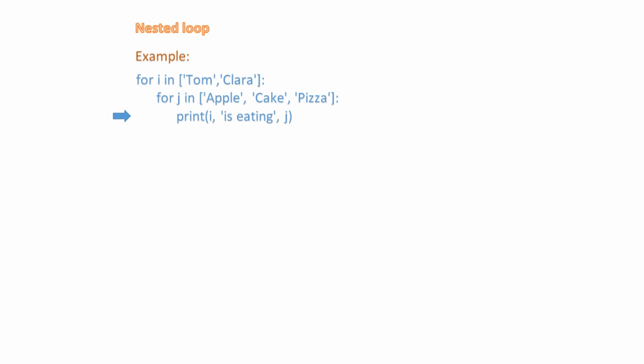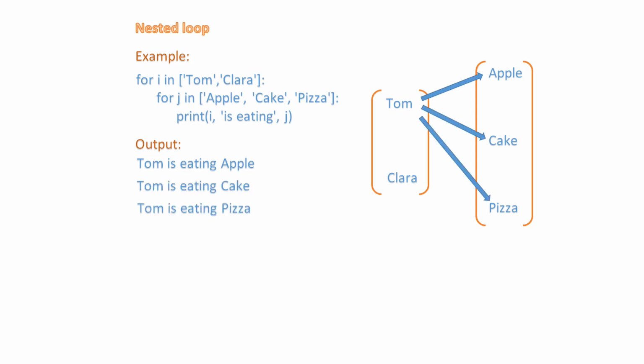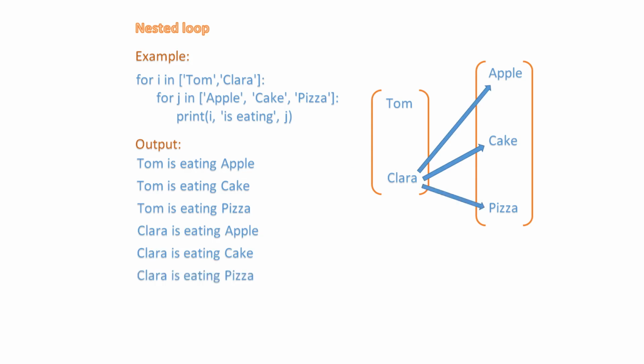The print statement inside the inner for loop will print i is eating j, where i and j are the looping variables of the outer and inner for loop respectively. For each element in the outer for loop, it executes the inner for loop. You can see that the output is Tom is eating apple, Tom is eating cake, Tom is eating pizza. Once it exits the inner for loop, it takes the next element, Clara, and again enters the inner for loop and prints Clara is eating apple, Clara is eating cake, Clara is eating pizza.